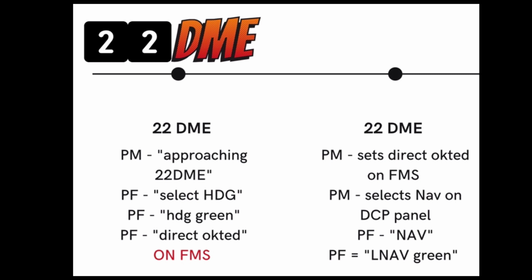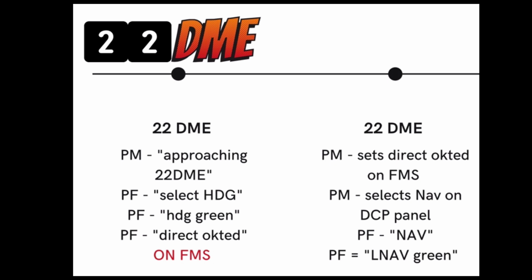The pilot monitoring sets direct octet on the flight management system. The pilot monitoring selects nav on the DCP panel. The pilot flying calls for nav, and we will then see LNAV in green. Now I'm just going to stop there a sec and explain that part.